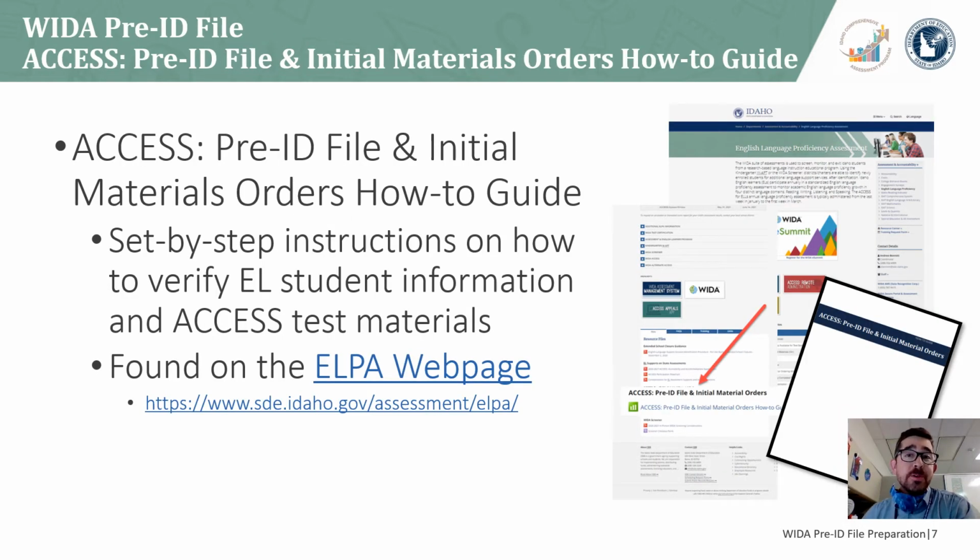It is advisable to review the Access Pre-ID file and Initial Materials Order How-To Guide to get a better understanding of how to verify and/or modify an access mode of administration and pre-assign the access accommodations. The How-To Guide can be found on the English Learner Proficiency Assessment webpage at www.sde.idaho.gov/assessment/ELPA/. And this can be found under the Files tab towards the bottom of the page.